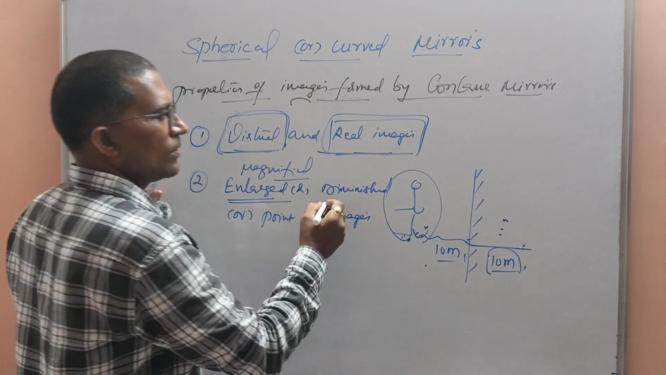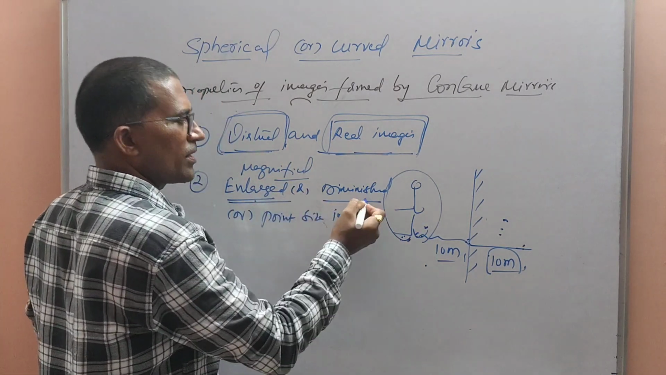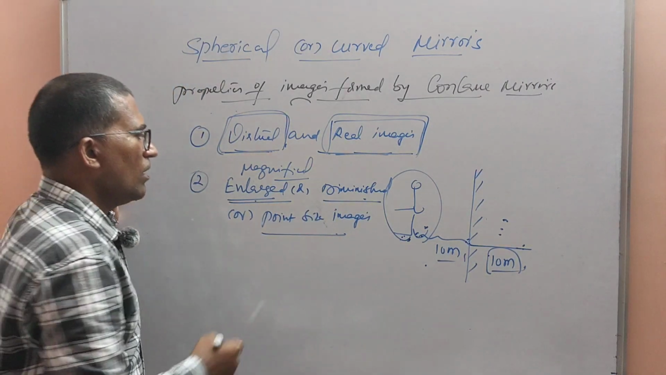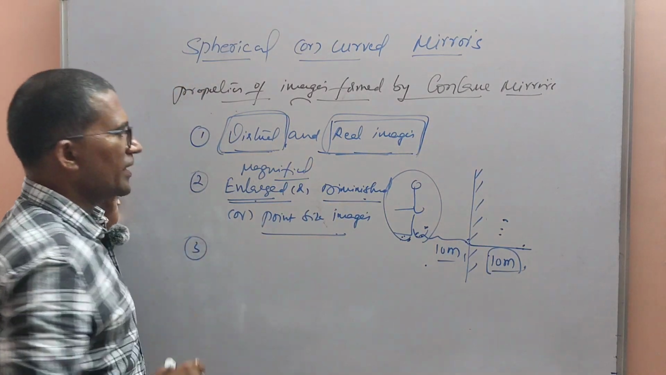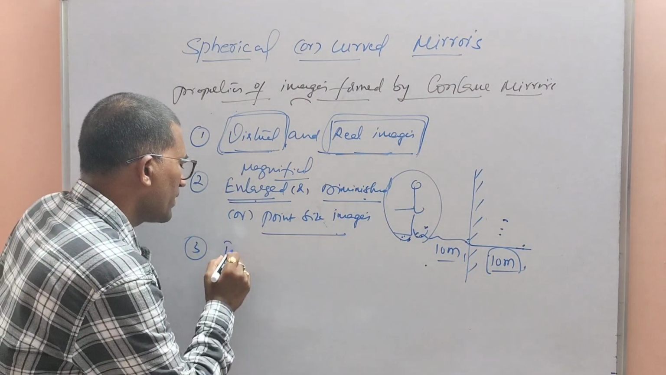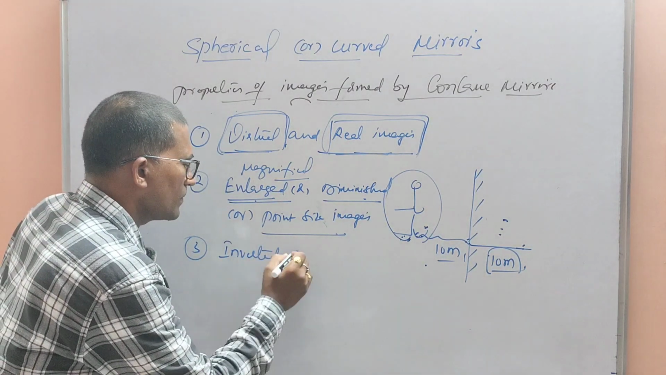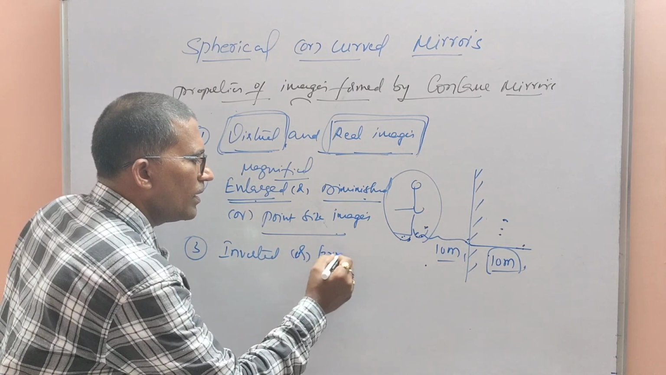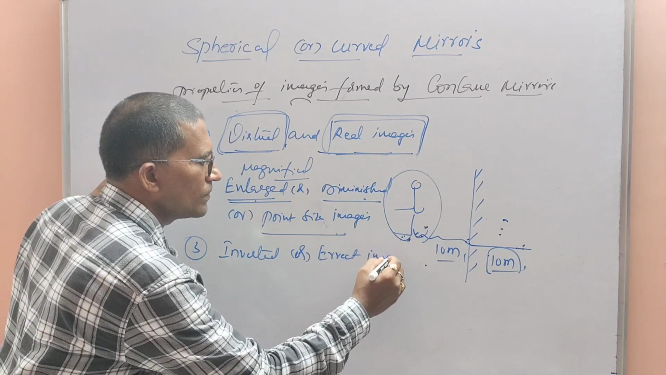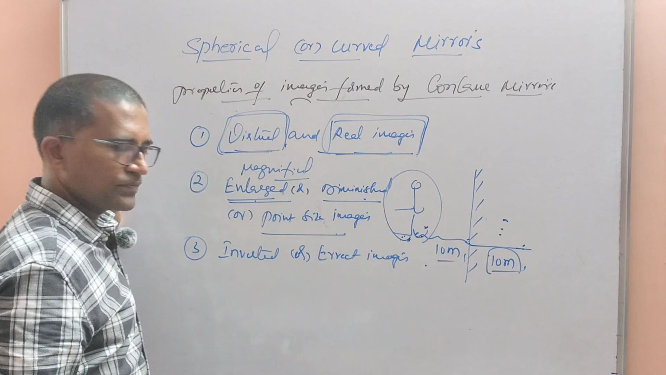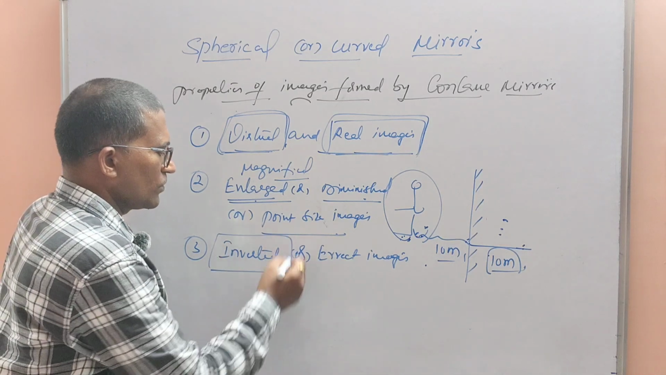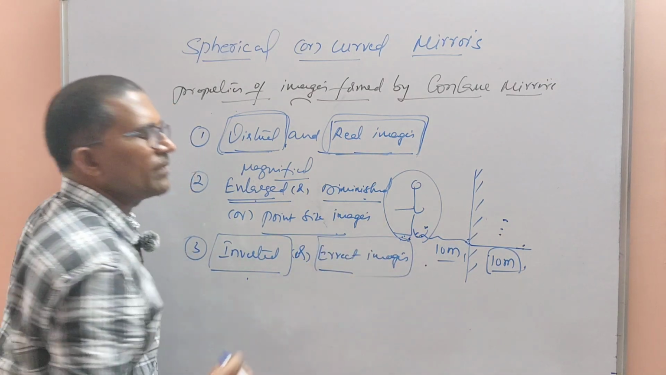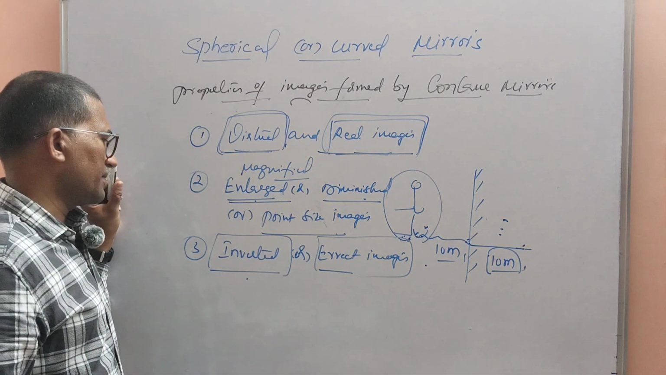Enlarged or diminished or point size images. Understood? And next, it is able to form inverted or erect images. Inverted images, most of the time inverted images only. In only one case we are having erect image formation, that we will be discussing.